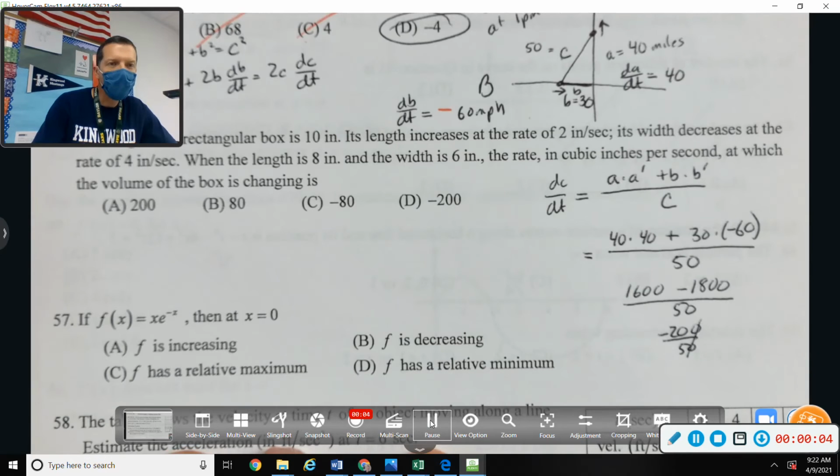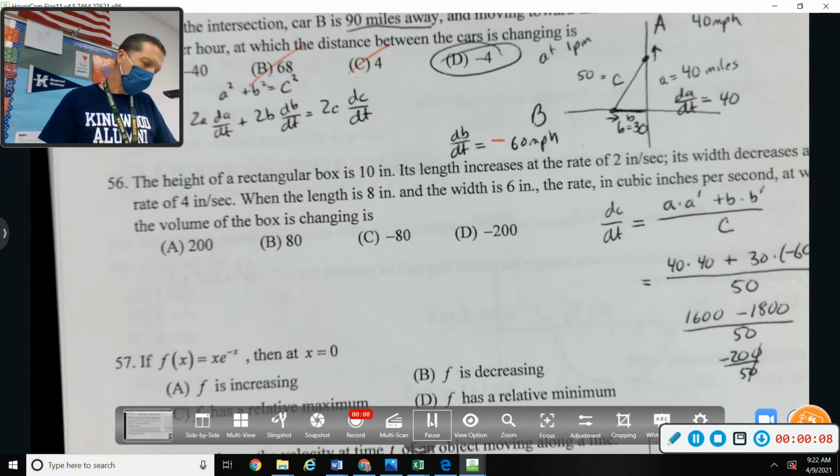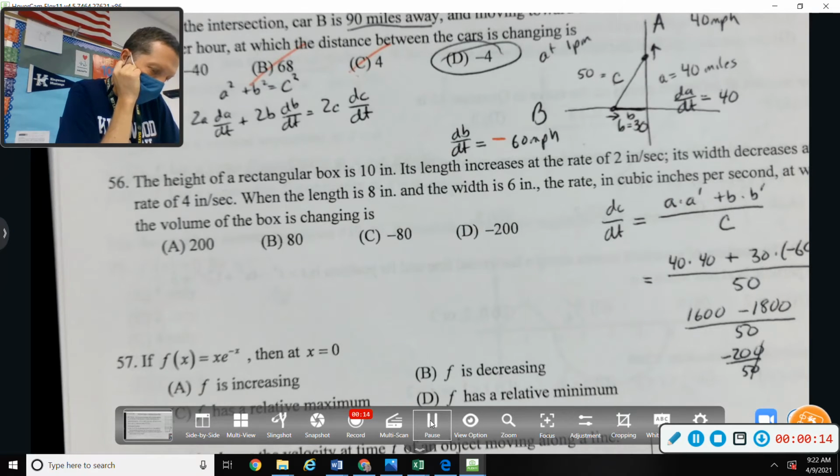So number 56 for multiple choice 3. The height of a rectangular box is 10 inches. Its length increases at the rate of 2 inches per second. Its width decreases at the rate of 4 inches per second. When the length is 8 and the width is 6, find the rate at which the volume of the box is changing.